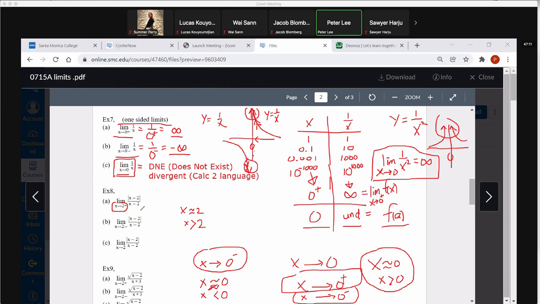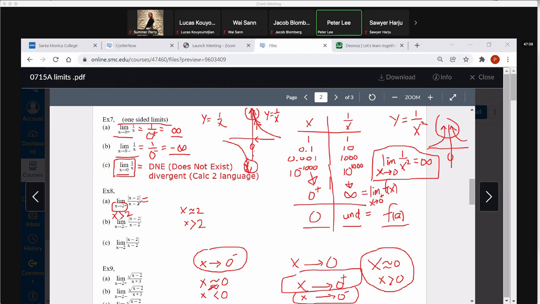Okay, so now let's see what happens in example 8. Example 8, now we get into absolute value. And all of you love absolute value, don't you? You love absolute value? Yes. Now, when you plug in x approaching 2 plus, by the way, this means x is bigger than 2. That means x is not 2. X must be bigger than 2 now.